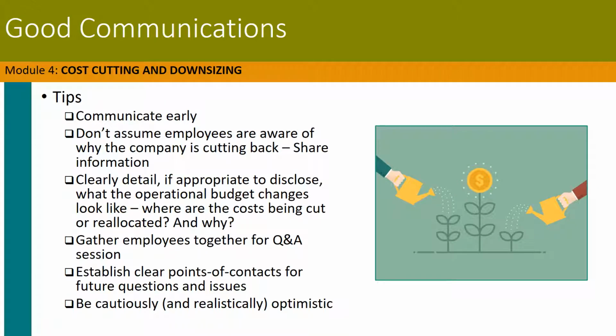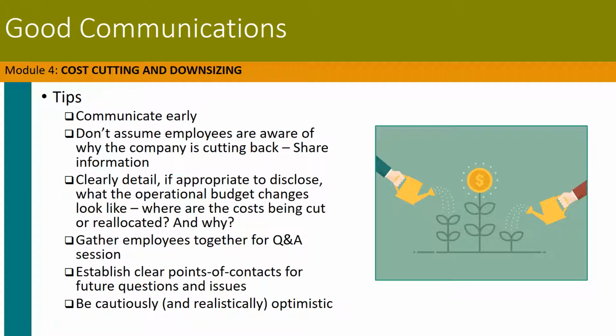Here are some tips on good communications during times of cost cutting. Communicate early. Communicating cost cutting early quashes rumors and gives employees more time to prepare to deal with the cuts. Don't assume employees are aware of why the company is cutting back. State information about the conditions affecting the company's health. If possible, gather employees together for a special meeting called specifically to discuss the cuts. For large-scale organizations, holding a video conferencing meeting in which employees can participate remotely is useful.